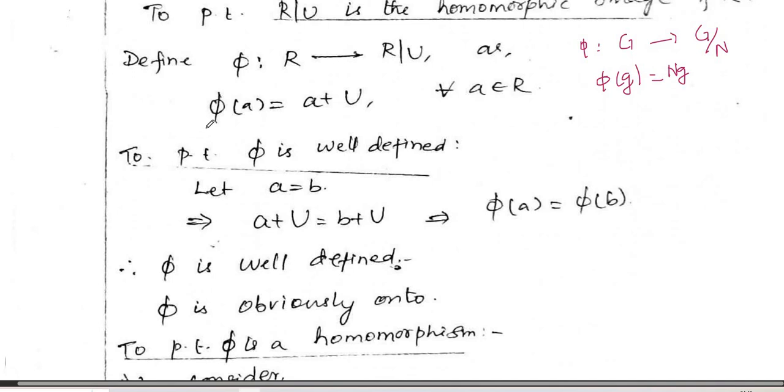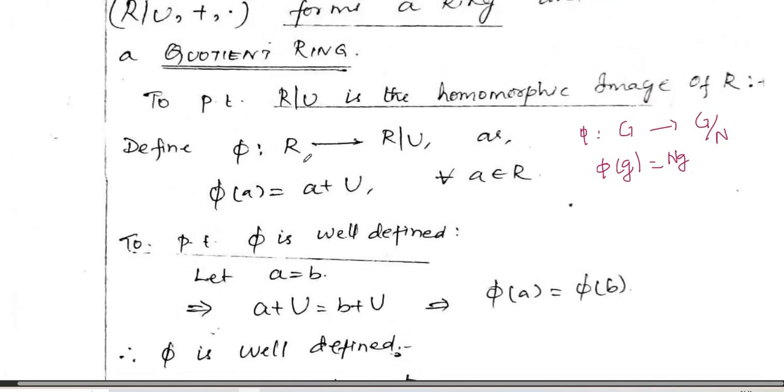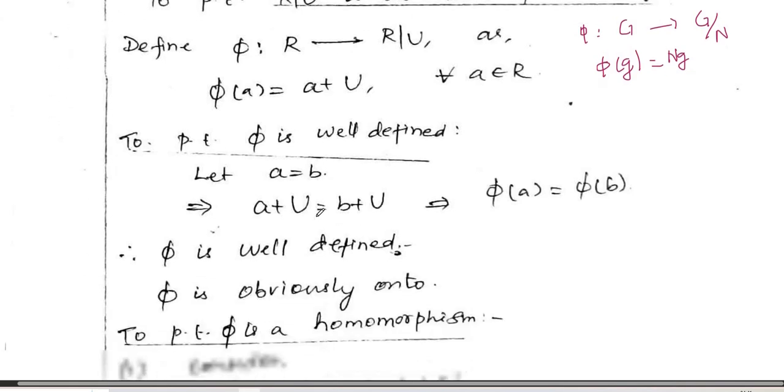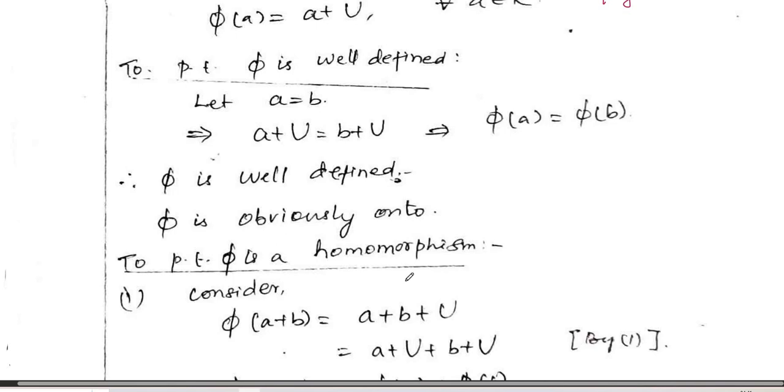Now if we consider this phi being defined this way, we can show that this is well defined, and that's very obvious. Let two elements in the domain be equal, A equals B, then obviously you have A plus U equal to B plus U, and this is nothing but the image of A under phi, and this is the image of B under phi. So this shows that phi is well defined. It's obvious that phi is onto, because the elements in R mod U are of this form only, and that is what you have on the right side of this mapping. So we have phi to be obviously onto.